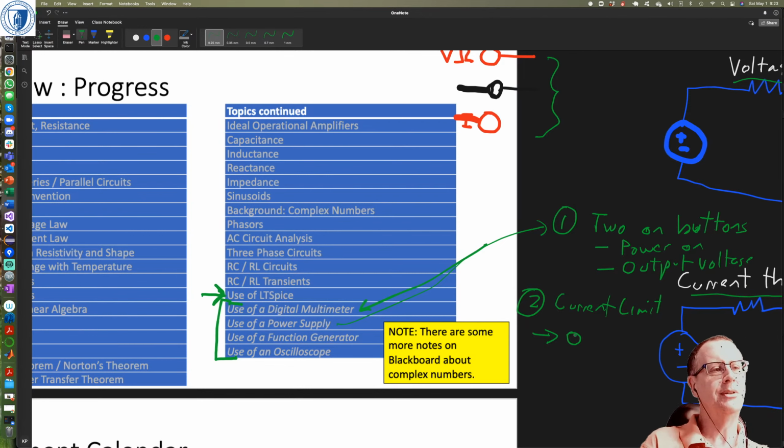The power supplies we have are all voltage supplies, but because of that current limit, if you turn that current limit all the way down, as soon as you turn on the output and connect it up to a circuit, the voltage goes away, because as soon as a little bit of current starts flowing, it'll drop the output. And the function generator: the only funny thing about it is it's got the same problem as the power supply, two on buttons.